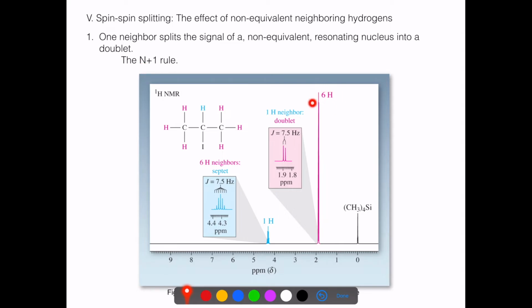And in fact, if we look at the signal of the 6 red hydrogens, which shows up at about 1.8 or 1.9, notice that we blow it up so we can see the detail. They're split into a doublet.